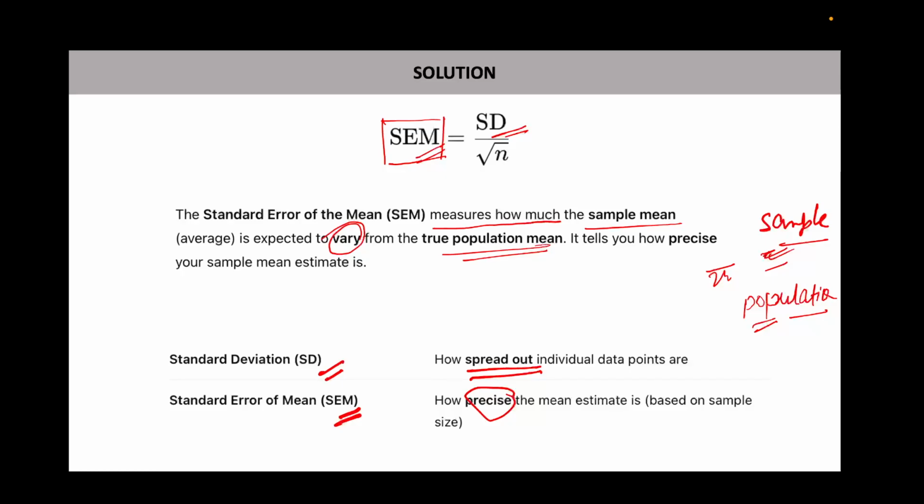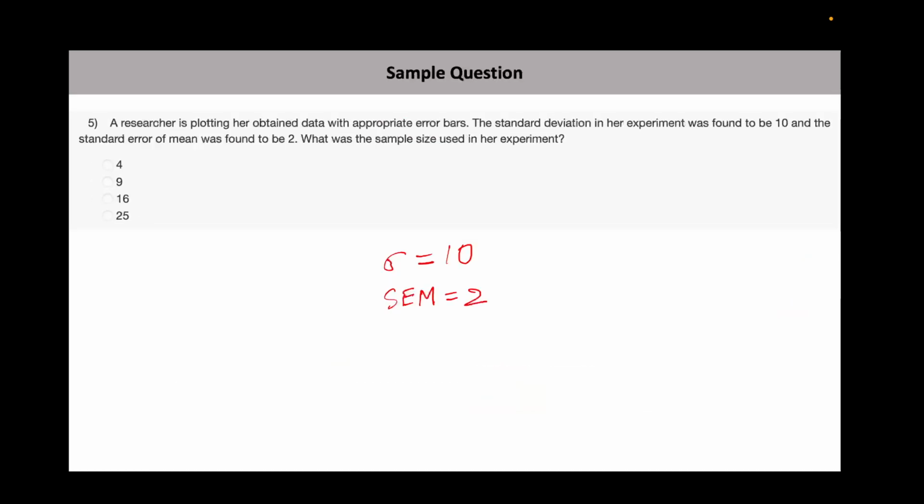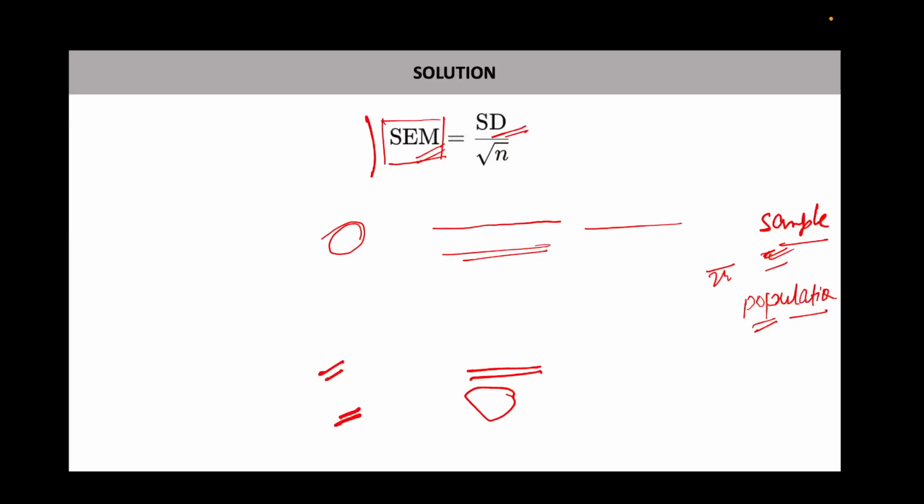In standard deviation you do not talk about your sample size or the population size, but your standard error will compare the differences of the means, or the variation of the means, between your sample and your population. So now if you go back to the question, the values that were given were your standard deviation and your standard error of the mean, and this is the equation that I have told you that you can use to calculate this.